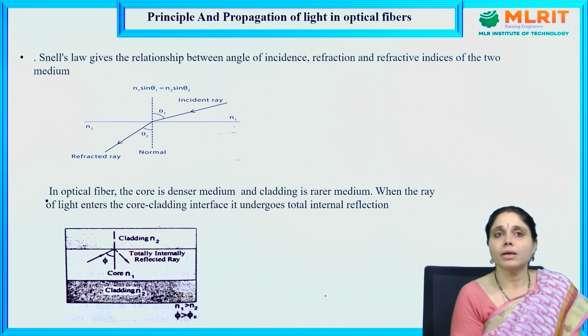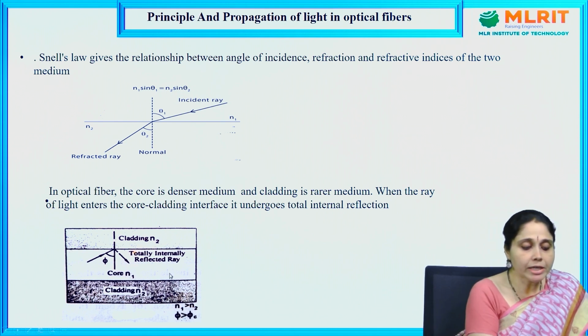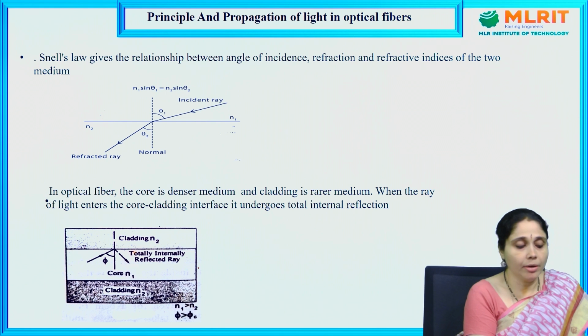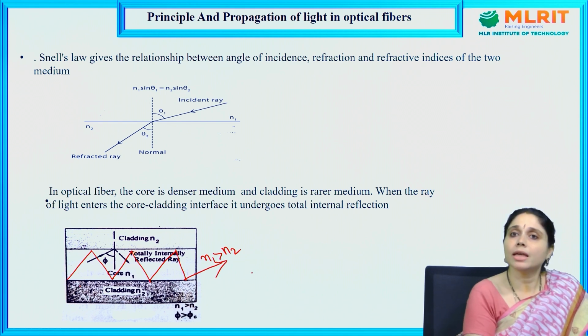In the optical fiber, the core is a denser medium and the cladding is a rarer medium, as we already know. When the ray of light reaches the core-cladding interface, it undergoes total internal reflection. See, this is the representation of total internal reflection through the optical fiber. See the diagram over here. Whenever the light reaches the core-cladding interface, since N1 is greater than N2, the ray of light undergoes total internal reflection and it will go like this. The transmission of light will be in this form.